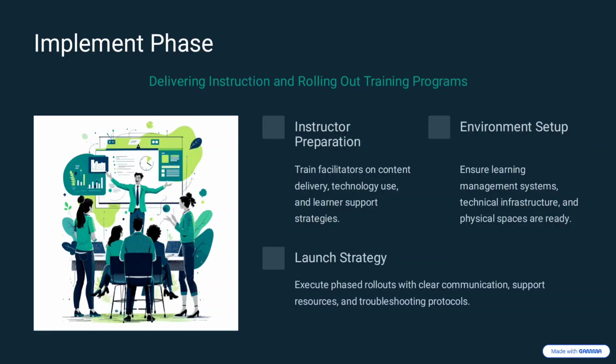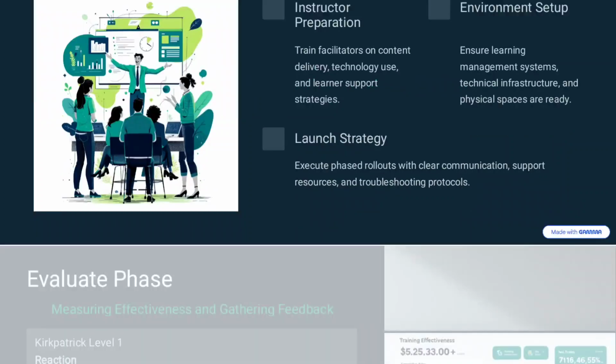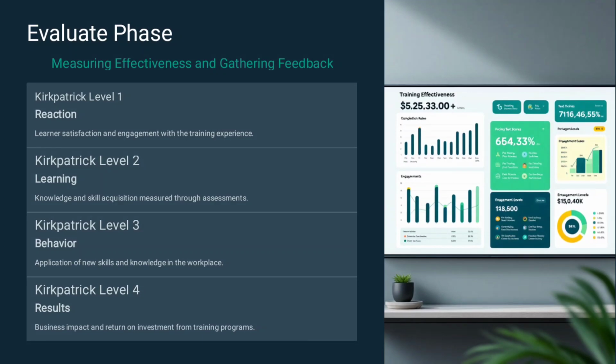The last one is launch strategy. Execute a phased rollout with clear communication, support resources, and troubleshooting protocols. The last and final phase is the evaluate phase. In this phase, the main function is measuring effectiveness and gathering feedback.